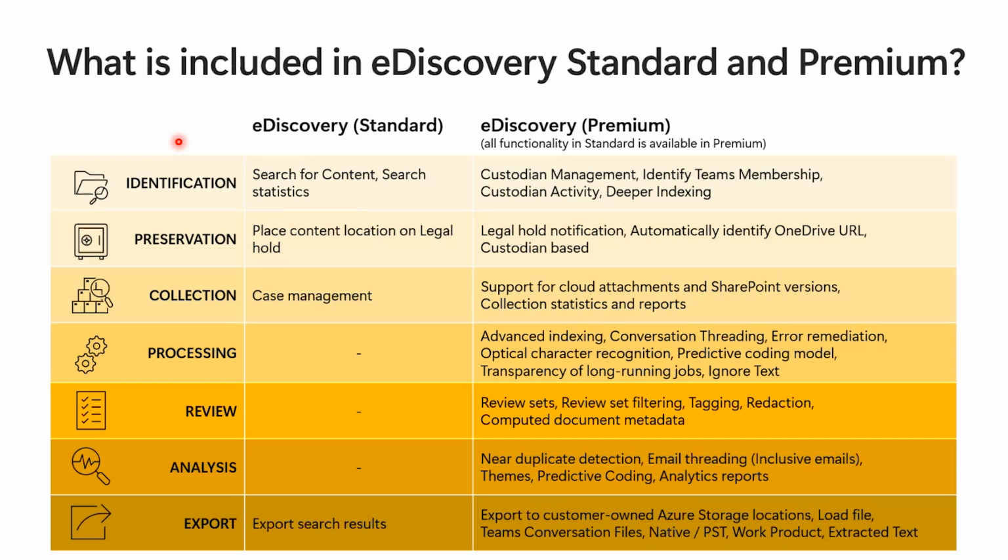Now, eDiscovery comes in two forms. It comes in standard and premium. So depending on which level of functionality your clients may need, they will fall under one of these two scenarios. Depending on the different functionalities, whether it's identification, preservation, or collection. But if you need processing, review, and analysis, then obviously you will need a premium version, because the standard delivers, I would say, most of them, but not all of them.